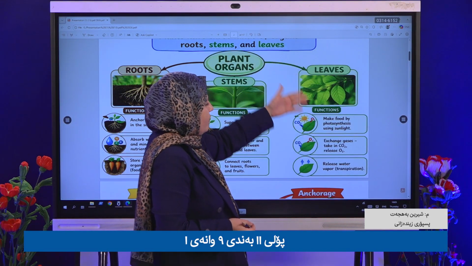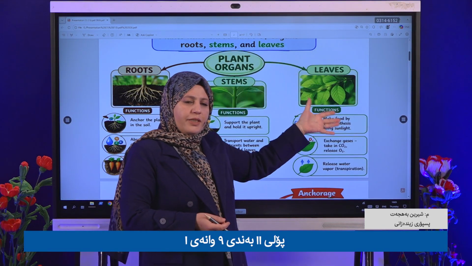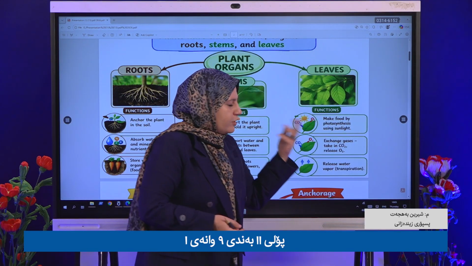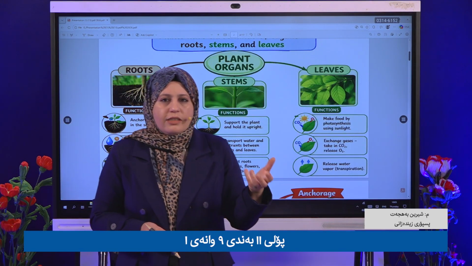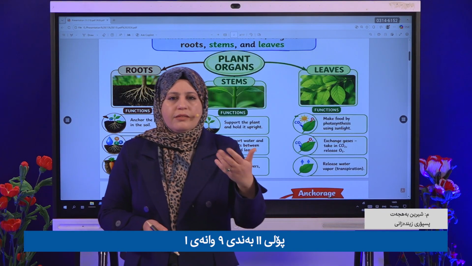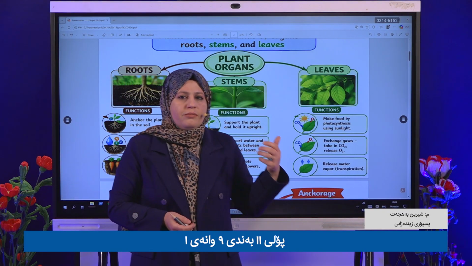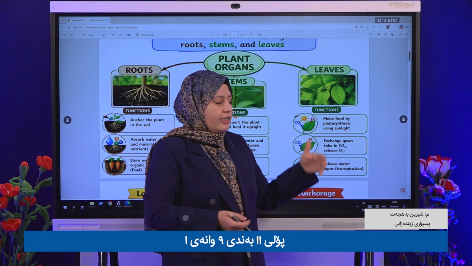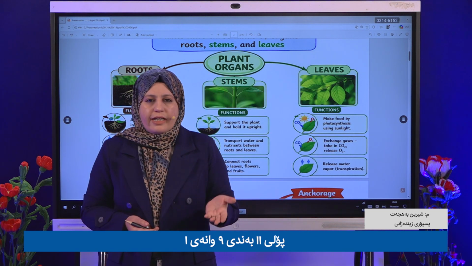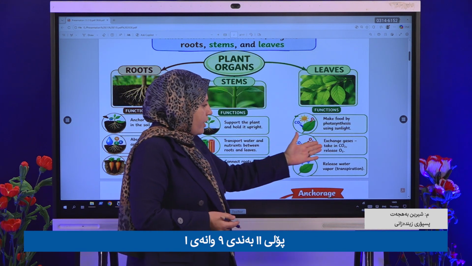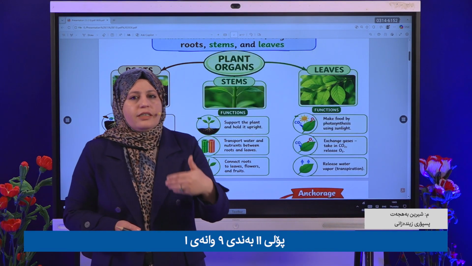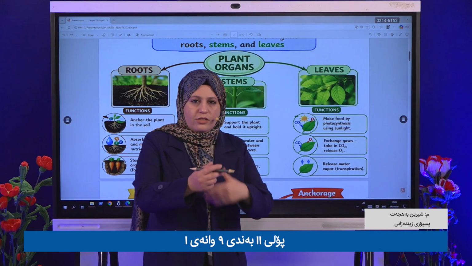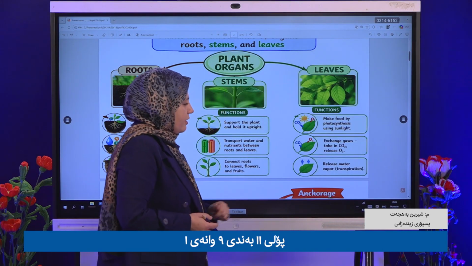What about leaves? Leaves are the factory for making food in the plant. They make food by photosynthesis. They use sunlight, which they capture, and by photosynthesis they make food, which is sugar. And they exchange gases: they take in carbon dioxide and release oxygen. But be careful, it's only during the day, but at night it is opposite. And they release water vapor.